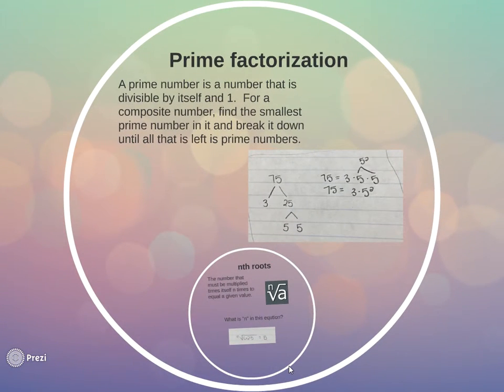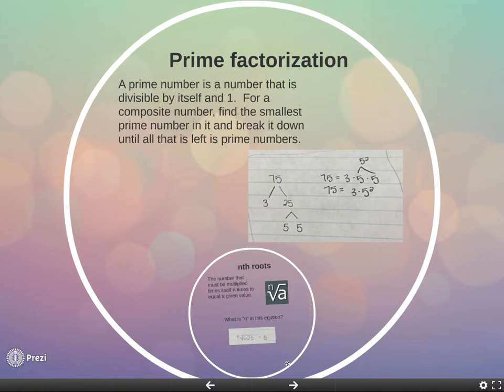Okay, so prime factorization is the first step in this process. For a number, to find the prime factors, you have to find the lowest prime number in it, and then just keep going down. So the lowest prime number in 75 would be 3, and then for 25, the lowest one would be 5, and so that equals 3 times 5 squared.